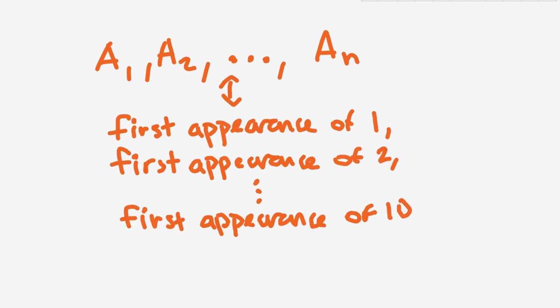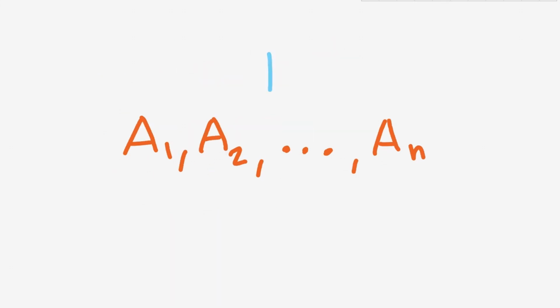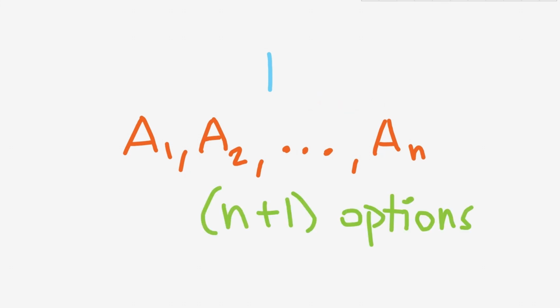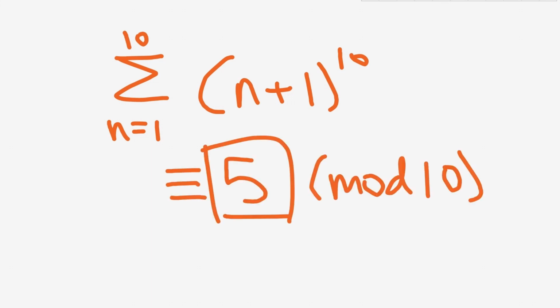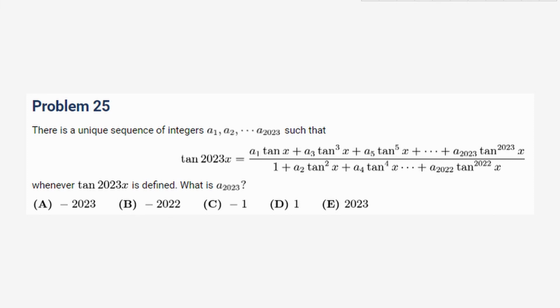Thus, every sequence can simply be described in terms of the first appearances of each number from 1 to 10 in the sequence. For example, the number 1 can either not appear at all, appear first in the first set, appear first in the second set, etc. Thus, for a particular n, each number from 1 to 10 has n plus 1 options for when it first appears, resulting in a total of (n plus 1) to the 10 ways for a fixed n. Evaluating this formula for all n from 1 to 10 and calculating the sum modulo 10, we get that our answer is 5.